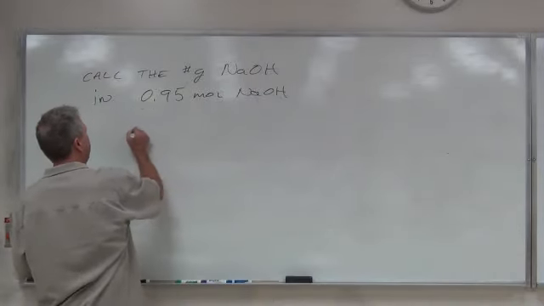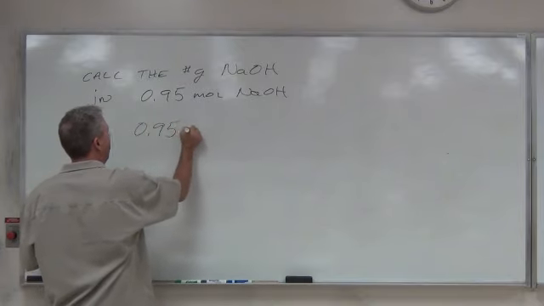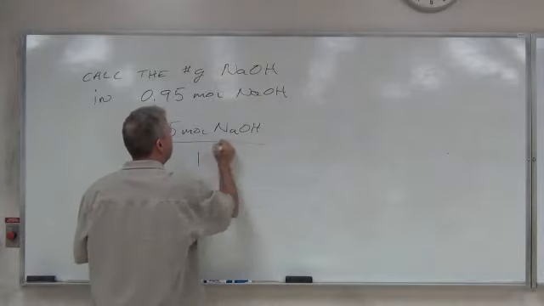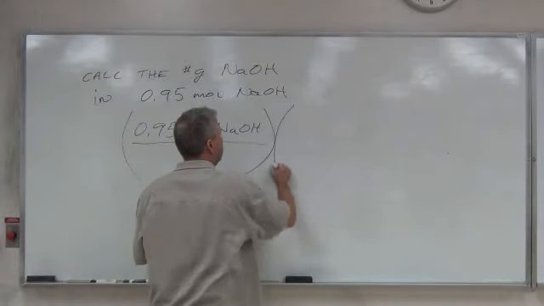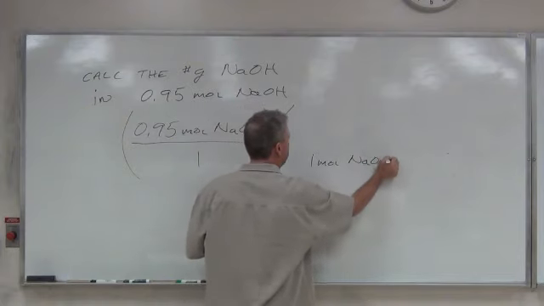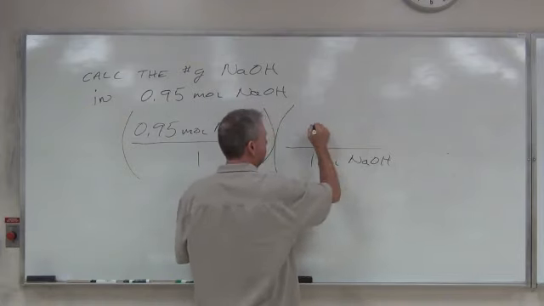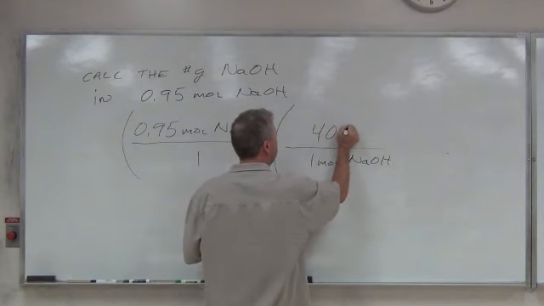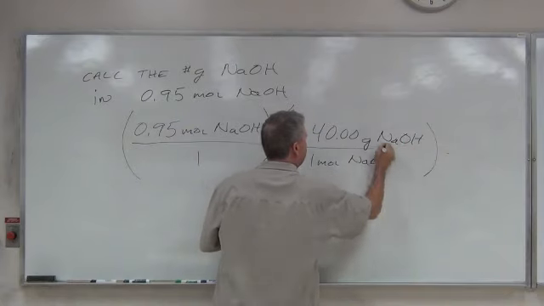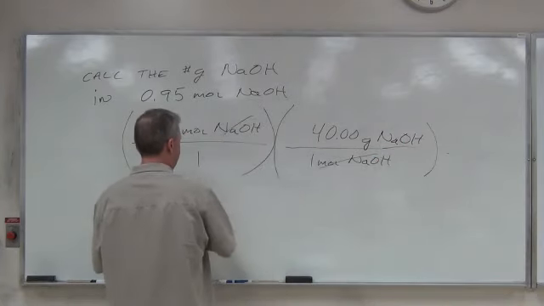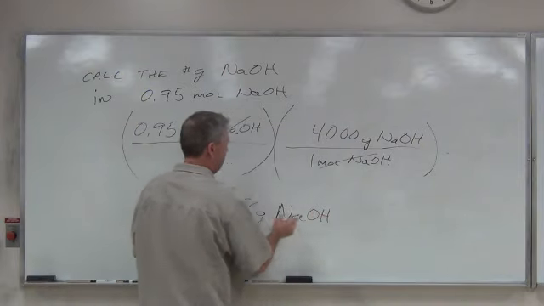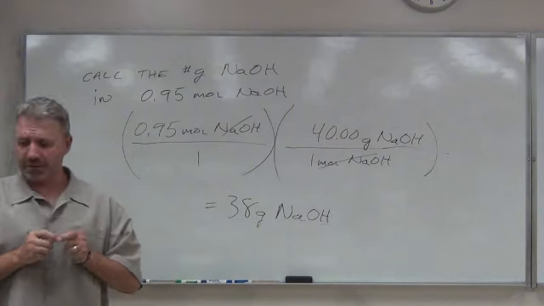Answer? 38 as well. 0.95 mole of NaOH. One mole of NaOH is 40 grams. Grams of NaOH to 2 significant digits.